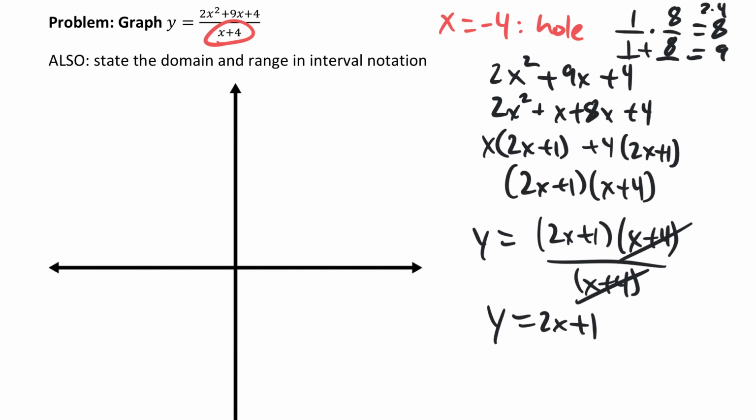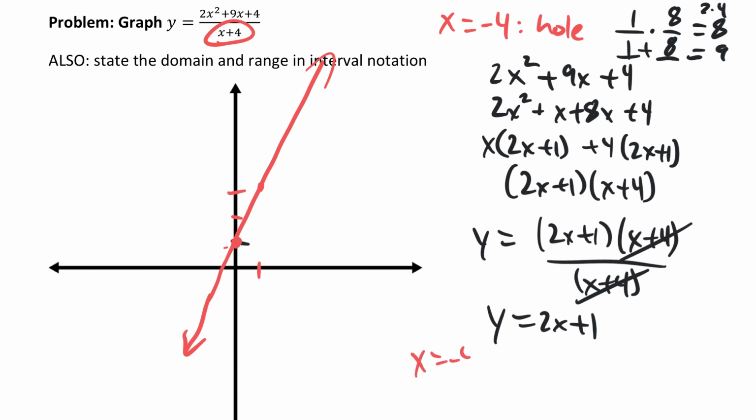We go up 1. There's going to be our y-intercept. And we know it's going to be over 1 and up 2. There's our graph.